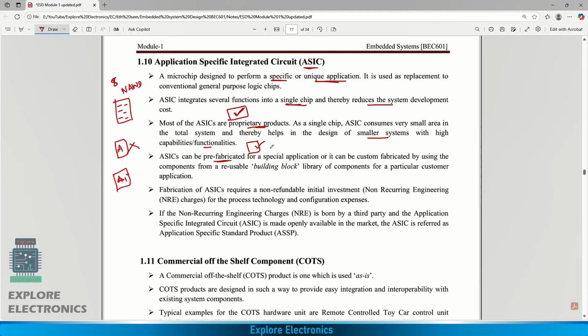If a particular customer requires the device, the application-specific IC will be made for that particular customer. So it is not refundable once it is done. That's why non-recurring cost will be there. The manufacturing of an ASIC is a much more complex process, since it is one-time programmable. If something goes wrong, we can't reprogram it and correct it. That's why more charges, which we call non-recurring engineering charges, will be applicable, right?